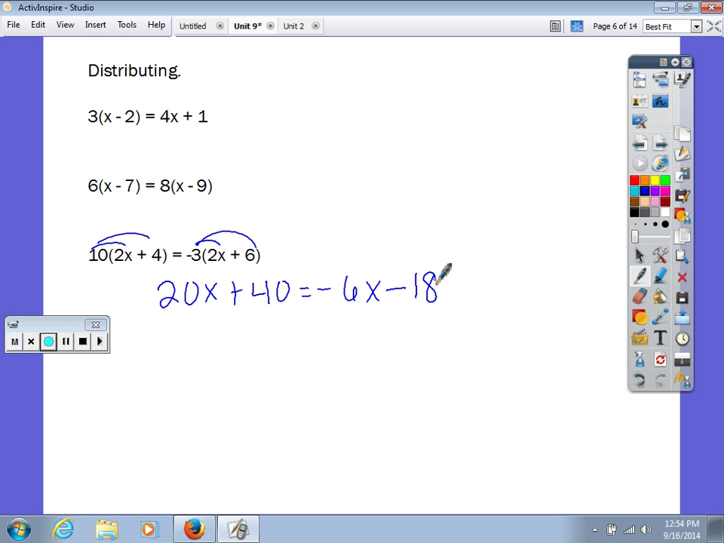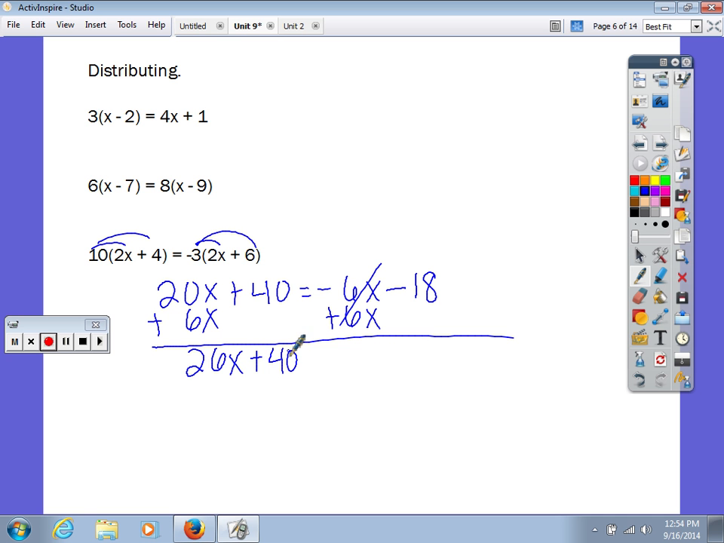Okay, I like to move over my smaller x, so add 6x to both sides. And then I'm going to get 26x. Oh, sorry, I forgot my line. Go left to right. So 26x plus 40. Bring down your equal sign. That canceled. Bring down your negative 18. Notice earlier I called this minus, but minus and negative essentially mean the same thing. So don't let that confuse you.